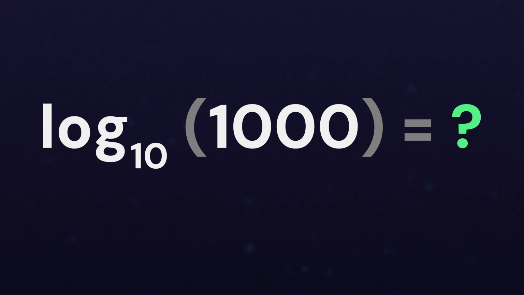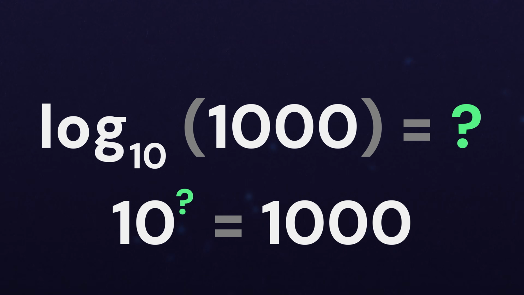Now, the base doesn't have to be 2. In programming, it's really common for the base to be 2 because we work in binary. But we could also take log base 10 of 1000. And what do you think that is? Remember, the question is, what's the power that I need to raise 10 to get a result of 1000?